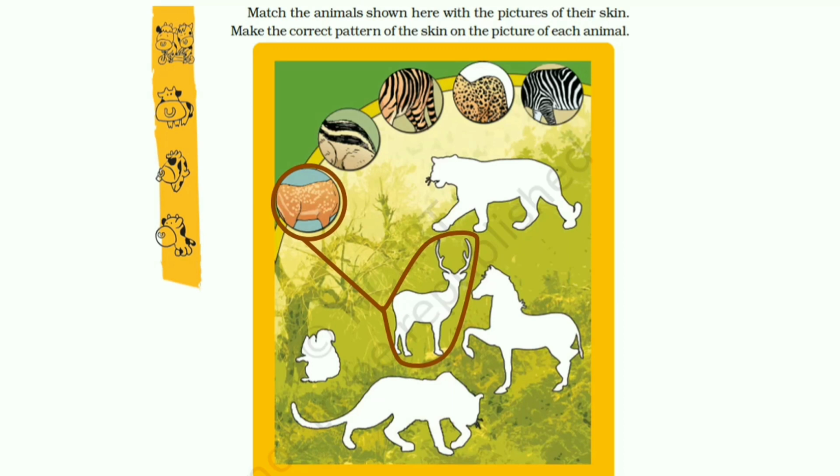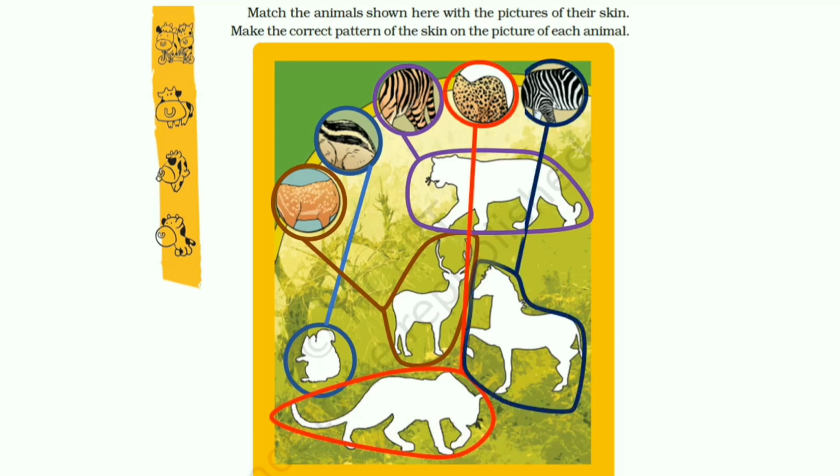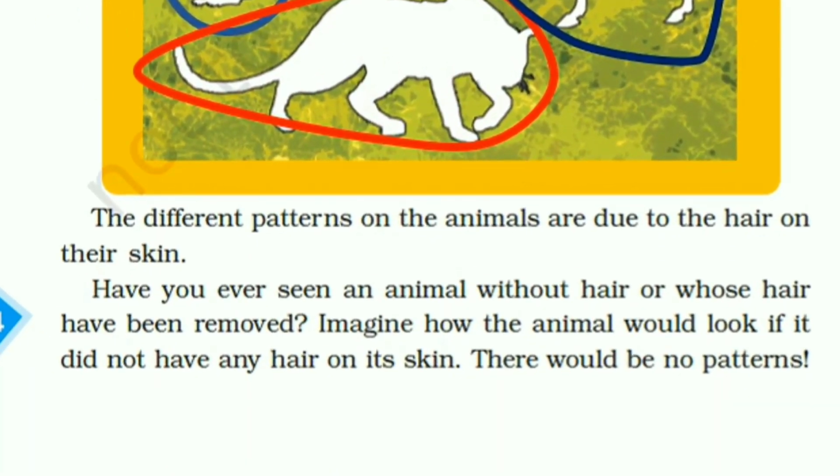Second pattern and picture is squirrel. Next one is tiger. See, next striped one is tiger. And next one is leopard. And last one is zebra. So students, our task is completed. The different patterns on the animals are due to the hair on the skin.